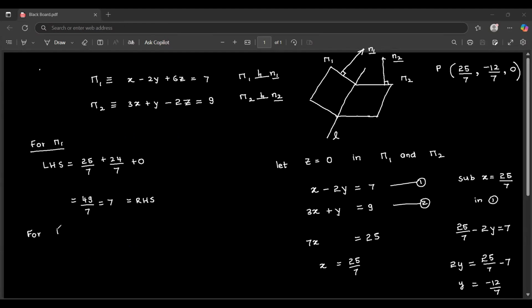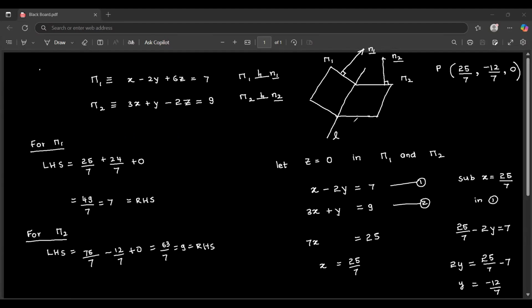Similarly, we can go to the plane pi 2. Here the LHS is given by 3x plus y minus 2z. So 3x can be given as 75 over 7 and y is equal to minus 12 over 7, so it will be minus 12 over 7 plus 0 because 2z is equal to 0. This is equal to 63 over 7, which is equal to 9, which is equal to the RHS. So by verifying this, we have made sure that point P actually lies on both planes.